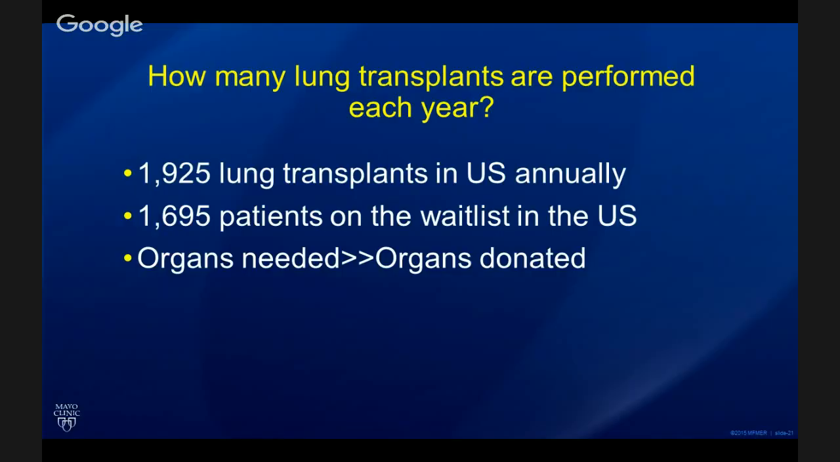So we do about 2,000 lung transplants in the United States annually, which I think explains why most people haven't met anyone who's had a lung transplant. We're still a relatively small organ transplant program nationwide compared to some of the other programs like kidney and liver. We also are limited as far as the organ donors, so that we have about 1,700 patients at any time on the waiting list in the United States. The number of organs that we need is typically much greater than the number of organs that we actually have.